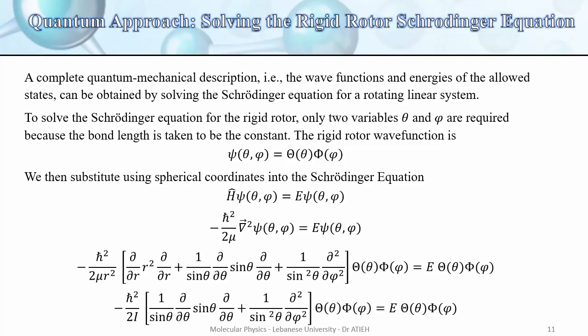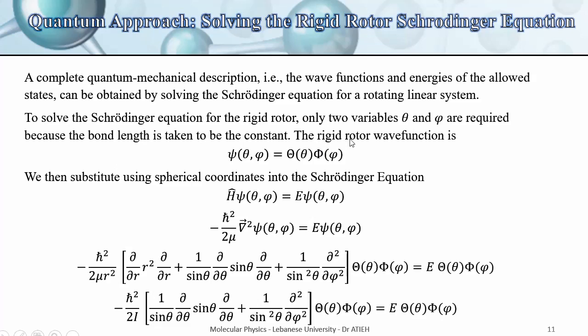Let's solve the rigid rotor Schrödinger equation. I will do it rapidly. It's not required, but it's good just to see it, to know that we'll arrive at the same value of energy. So a complete quantum mechanical description, the wave functions and the energies of allowed states, can be obtained by solving the Schrödinger equation for a rotating linear system. Because it is a rigid rotor, the distance between the atoms is constant, and only two variables, theta and phi, are left to deal with.